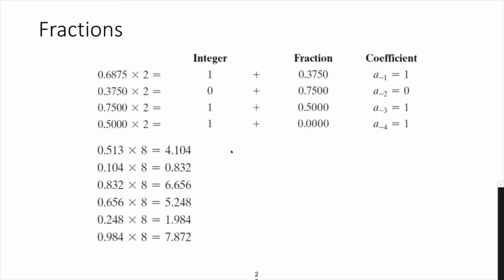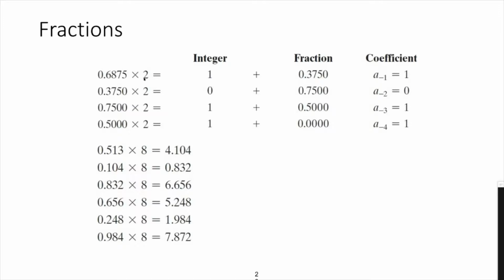Okay. Now, fractional components. When you're dealing with a fractional number, let's say it's 0.6875, you multiply it times 2 and come up with the integer. The integer value will be your coefficient, and then you have a fractional component. So in this case, our fractional component is 0.6875.